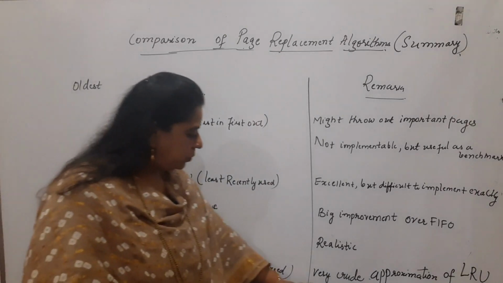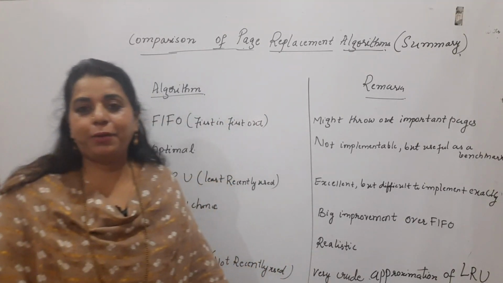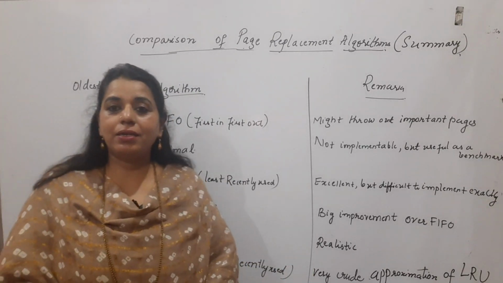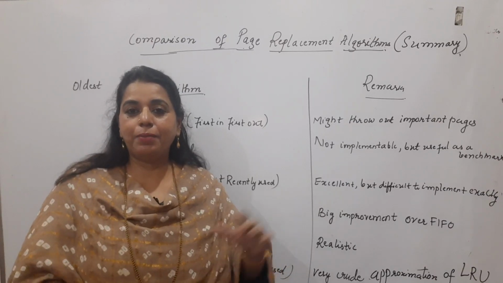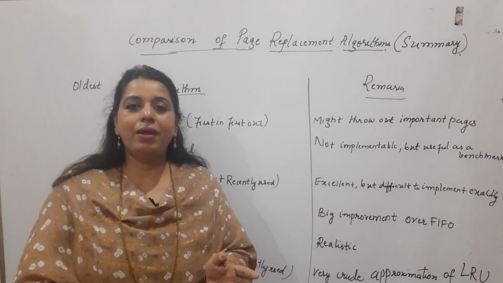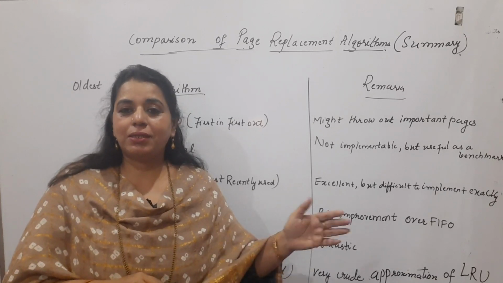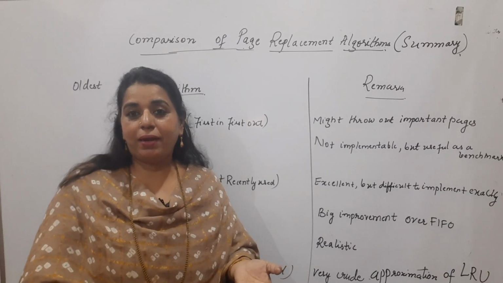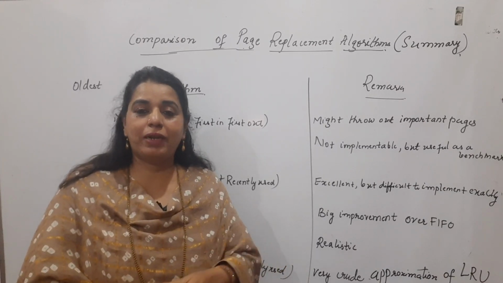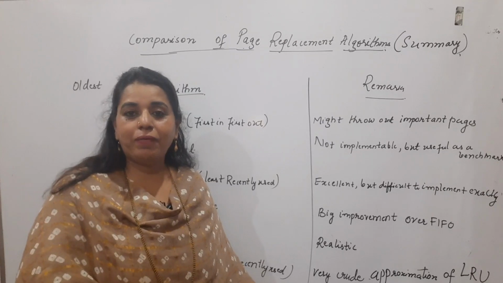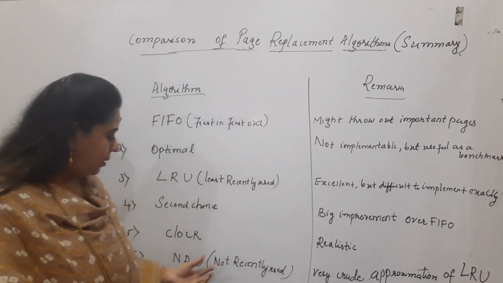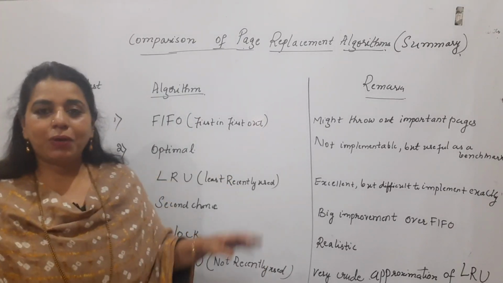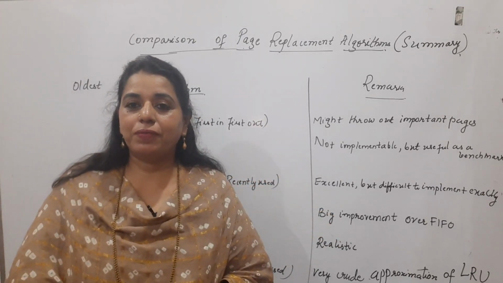NRU, not recently used: a very crude approximation of LRU. Why do we say this? Here it is not just one page that is chosen for replacement. Randomly, from a class, a page is chosen for replacement, because it is divided into 4 classes, 0, 1, 2, 3, and in each class there may be hundreds of pages. Randomly choosing one page out of those hundreds of pages is definitely a crude, rough way of handling. So that's the reason we say NRU is a very crude approximation of LRU. This is all about the different remarks which we can make for each of these algorithms.